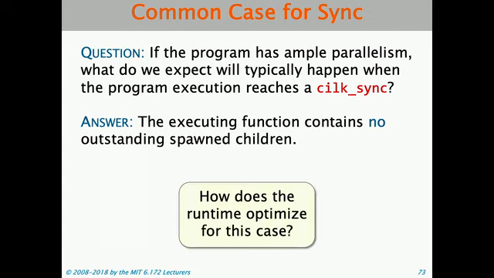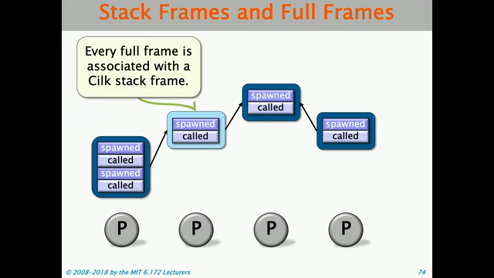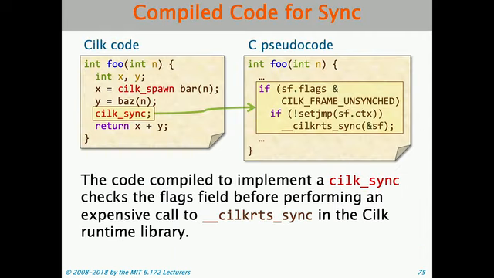And so how does the runtime optimize this case? It ends up using some bits. It ends up having the full frame use some bits of an associated stack frame, in particular the flag field. And that's why when we look at the compiled code for a Cilk sync, we see some conditions that evaluate the flags within the local stack frame. That's just an optimization to say, if you don't need a sync, don't do any computation. Otherwise, some steals really did occur. Go ahead and execute the Cilk RTS sync routine.